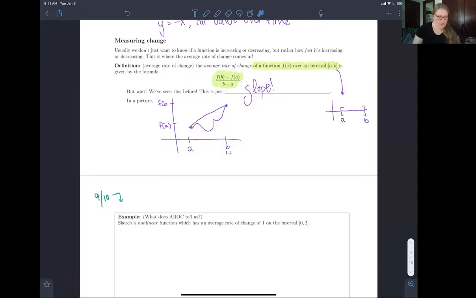So we took a picture of this, saying we could have some sort of function doing whatever it wants in between here. But for this point and this point on that function from a to b, we can take a straight line and measure that slope. That slope is the average rate of change. So let's explore this a little bit further.